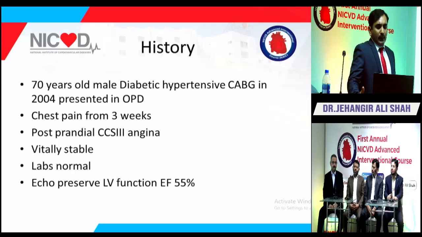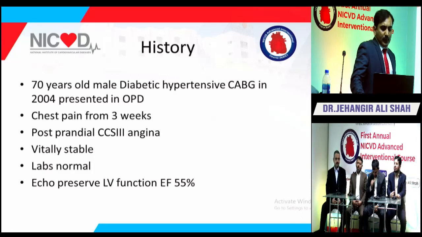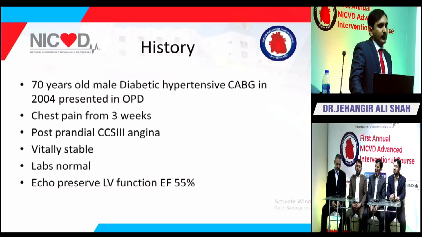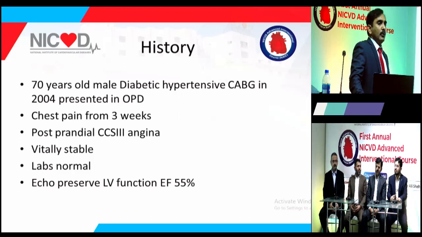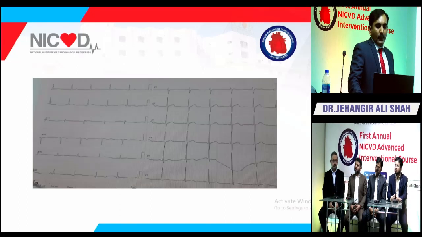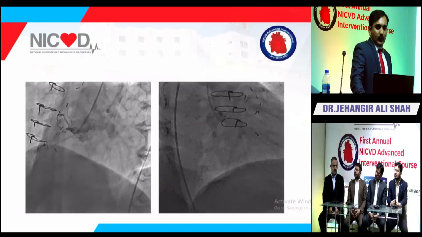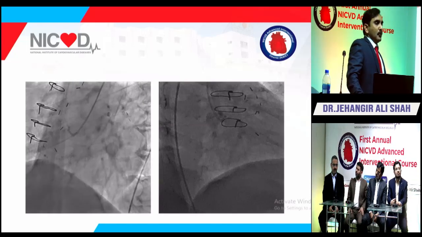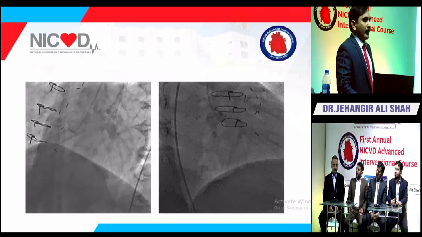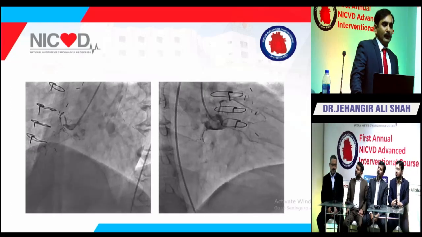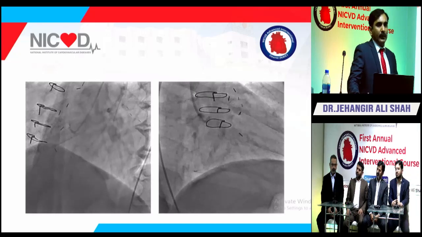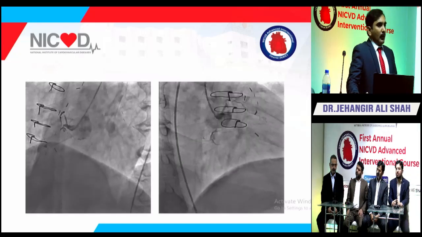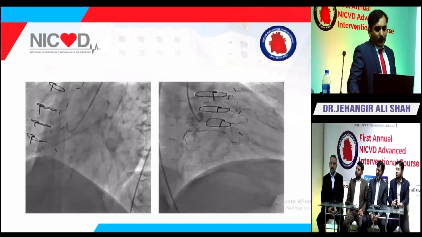On examination, he was hemodynamically stable. I saw this patient on an OPD basis. His troponin was negative, other labs were normal. His echo showed preserved LV function, and the ECG was not remarkable. So I decided to go with coronary angiography. The history of the bypass graft was not available. There was no paper, because according to the patient, he received 3 grafts, so I don't know exactly which grafts were used.